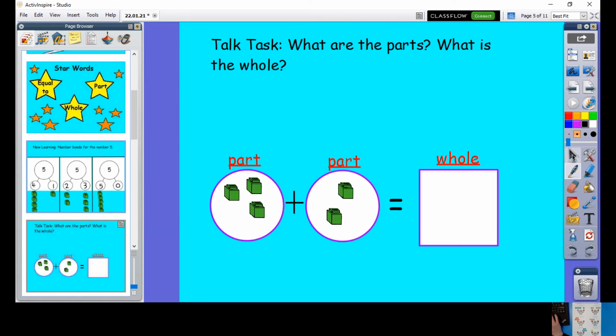Okay, boys and girls, you can pause the video now. I want you to tell your adult how many cubes we have got in this part, and how many cubes we have got in this part, and what is the whole number? Off you go. Okay, you should have spoken with your adult about that. How many have we got in this part? 3, well done. What about in this part? 2. 3 and 2, what does that make? Let's count on. 3, 4, 5. 3 and 2 makes 5.